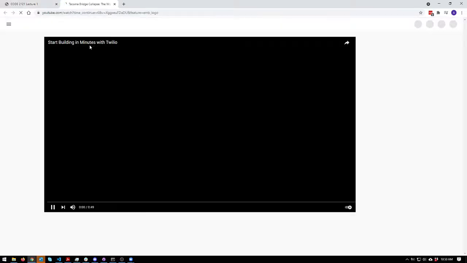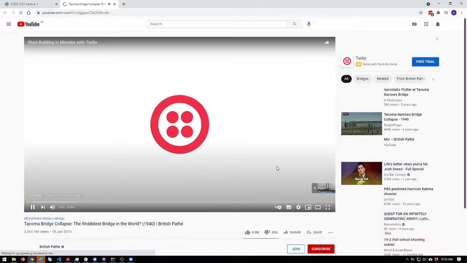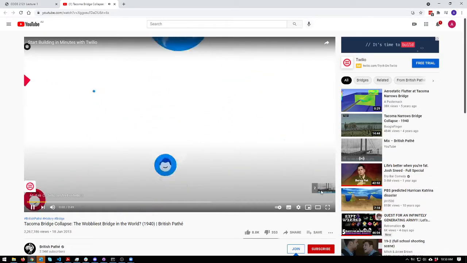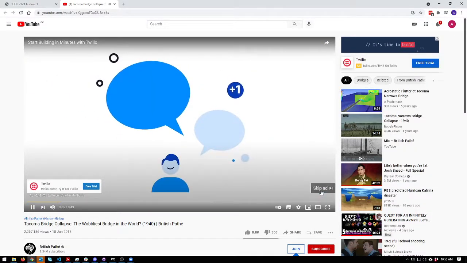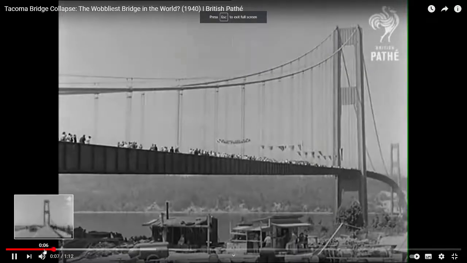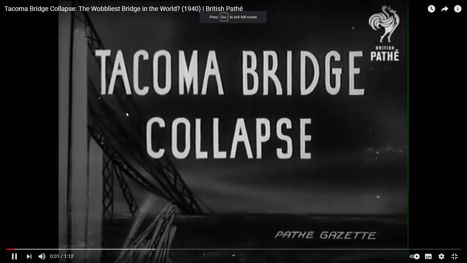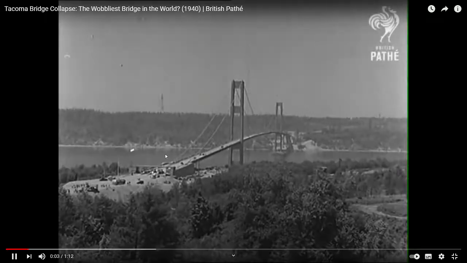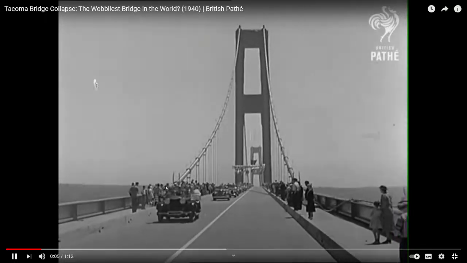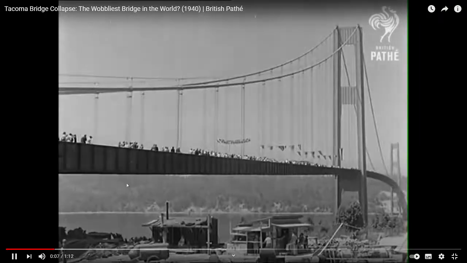Twilio is the leading customer engagement platform, enabling you to reach and engage your customers. A few months ago, was built at a cost of over... So this is Tacoma Bridge from the 1940s. It didn't last very long. Washington, opened only a few months ago, was built at a cost of over $6 million.